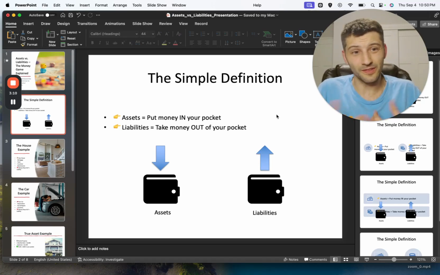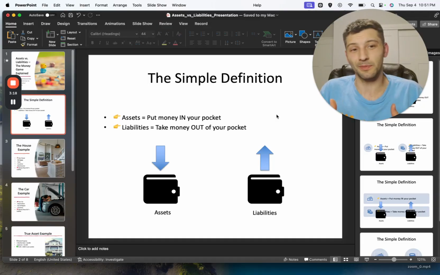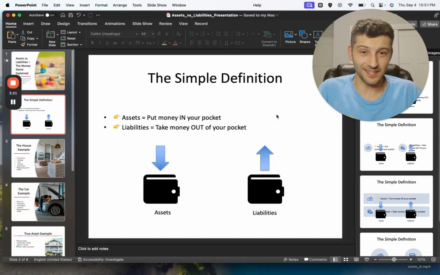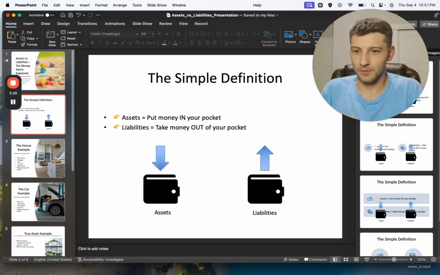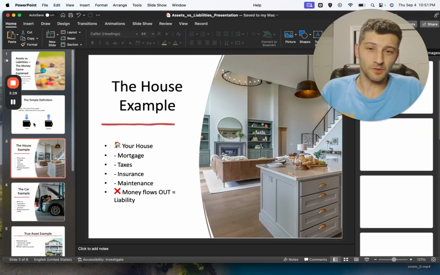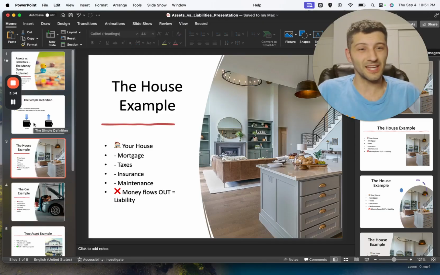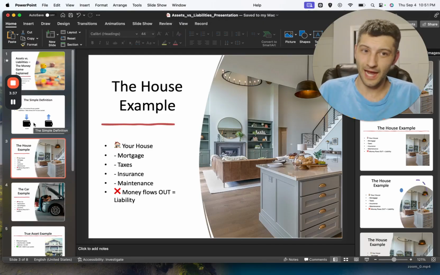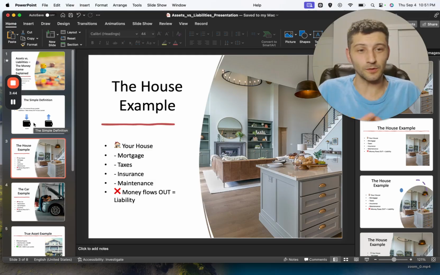Liabilities, on the other hand, are things that take money out of your pocket. And there are many things that most consumers end up buying, thinking they're assets, that are actually liabilities for them. So let's go through a few of those examples. The first one, and the biggest one that is often conceived as an asset, is your house. Now, it can become an asset, but when you buy a primary residence, that house is actually a liability for you for a few different reasons.